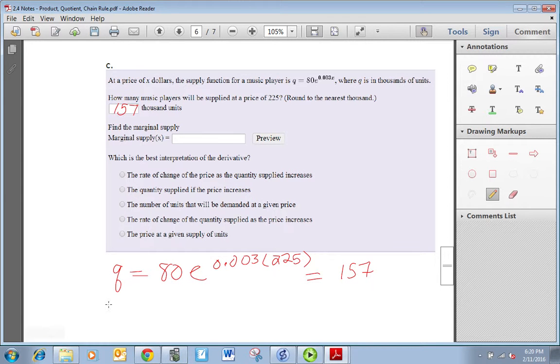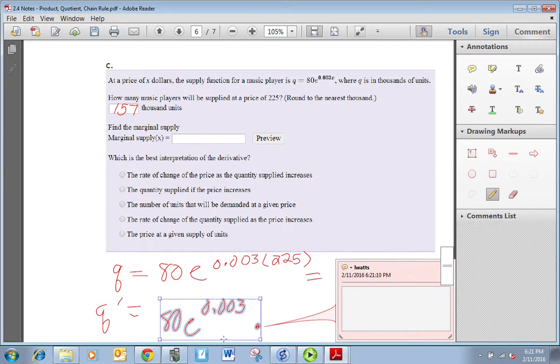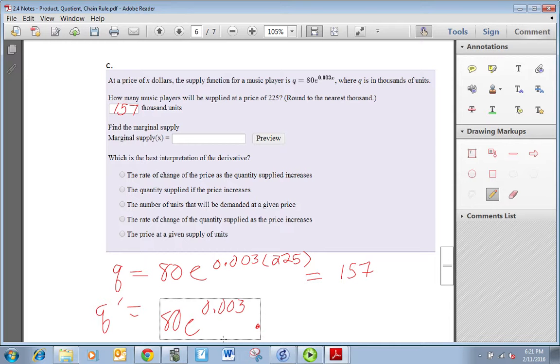And then the marginal supply, that's going to be Q prime. So we're going to do 80 e to the 0.003x, we need an x in there, and multiply by the derivative of the inside, which is 0.003. And cleaning that up, you get 0.24 e to the 0.003x.